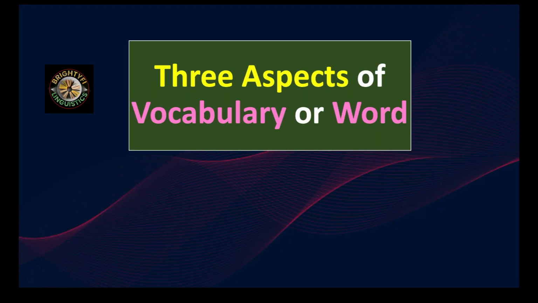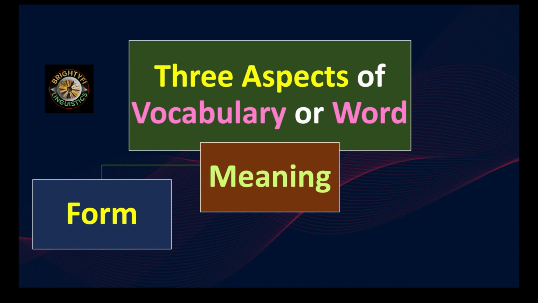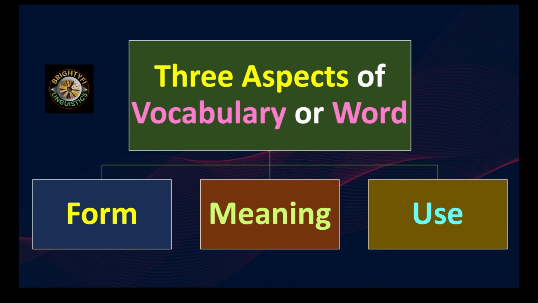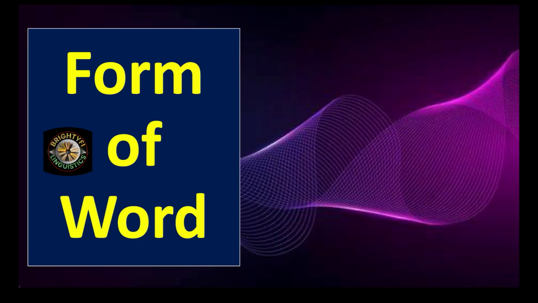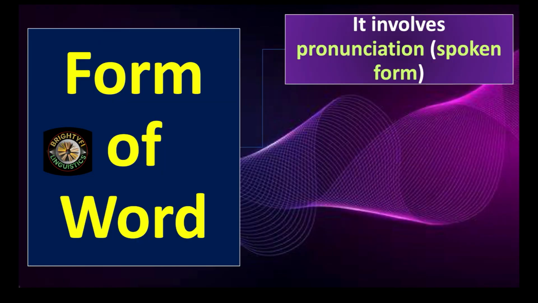Three aspects of vocabulary or word. What are they? The first one is form, the second one is meaning, and the third one is use. Now let's discuss each one of them in detail a bit. Form of a word. What is that? It involves pronunciation, a spoken form.